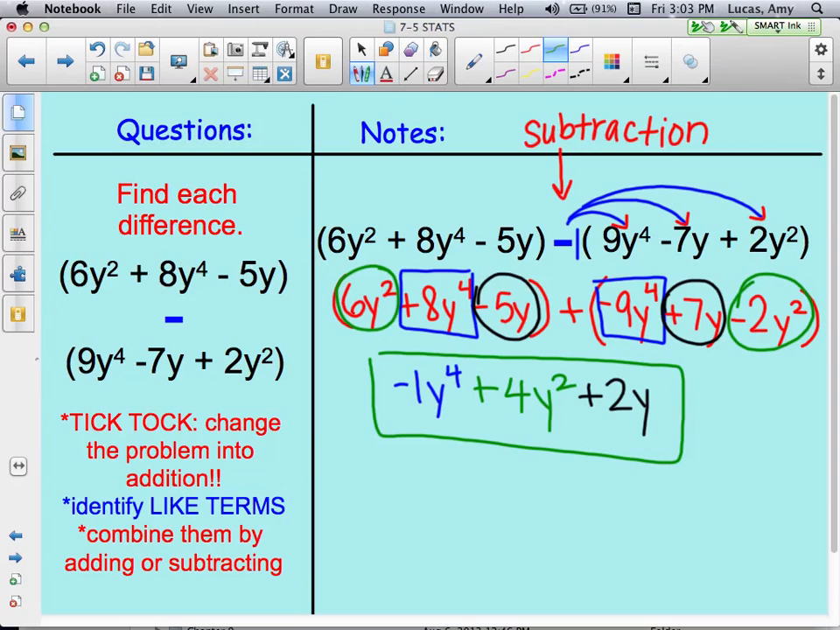Over here on the question side, some of you may have learned this tick-tock, which is like changing the problem into addition, add the opposite. If you do that, you have to make sure that you take the opposite of the entire polynomial after the minus sign. So we change our subtraction into addition and add the opposite. Or we think about it as subtracting 1 times that polynomial, and if you distribute the negative 1, you get the same result.